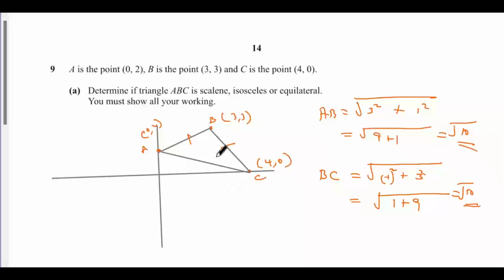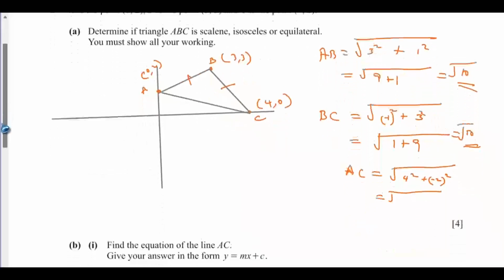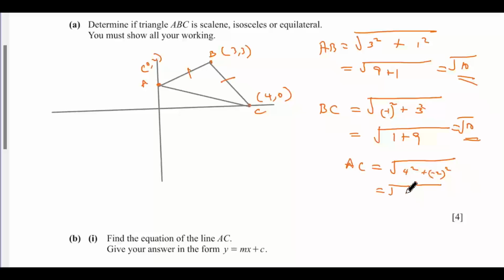So we need to find AC. So AC will be equal to the square root of, let's start from here, 4 minus 0, you have 4, that is 4 squared. Then 0 minus 2, that will be plus minus 2 squared. So this will give us the square root of 4 times 4, 16, then plus 2 times 2, 4. So this will give us root 20.